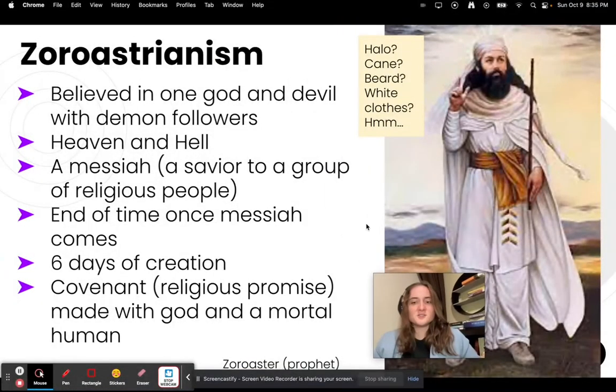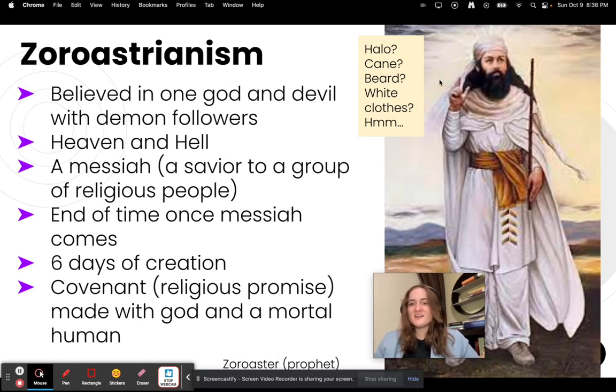All right, so more about Zoroastrianism. They believed in one god and a devil with demon followers. They believe in a heaven and hell. They believe in a messiah. A messiah is like a savior to a group of religious people. They believe that the end of time will come once the messiah comes again. They believe in 6 days of creation and 1 day of rest. They also believe in the covenant, which is like a religious promise made with God and a mortal human.